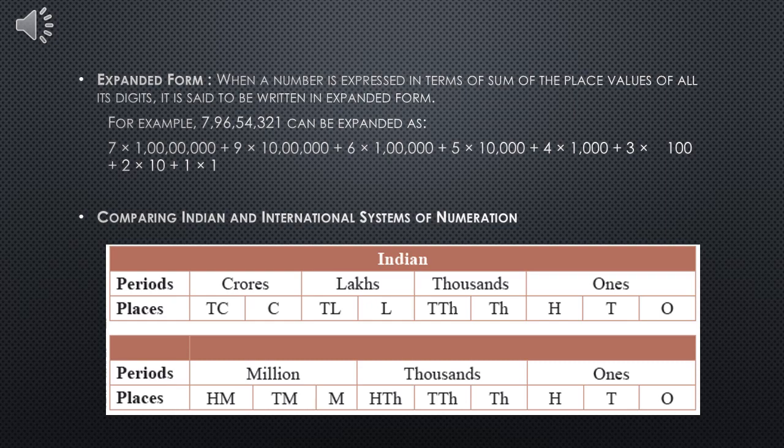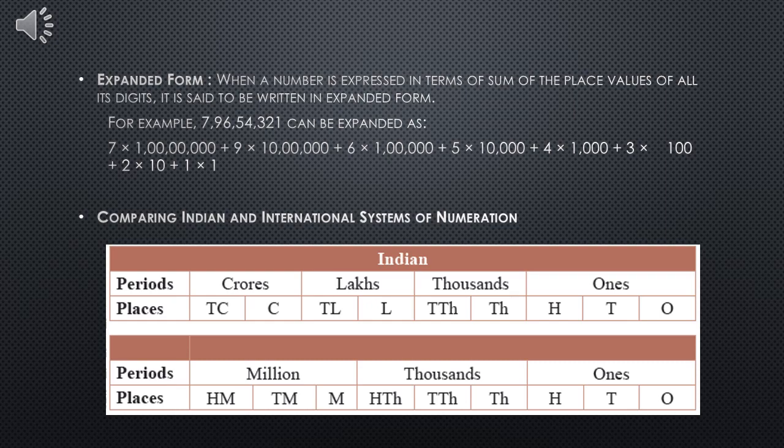Now let us consider the expanded form of any number. How we have to expand a number. Now let's start from the ones place. At ones place, here you can see that the digit is 1. So ones place means we have to multiply the first digit with 1, that is 1 into 1 equal to 1.